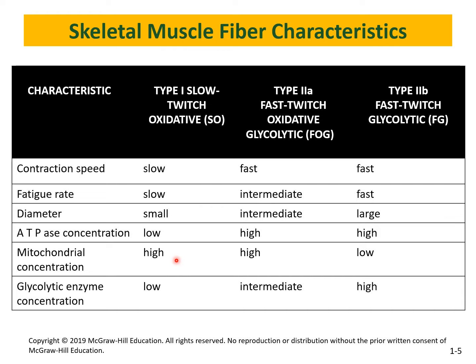Mitochondria. If you are using oxygen, we have high mitochondria concentration. If we're not using oxygen, we don't have much. Glycolytic enzyme is low in type 1 because it's slow twitching. It needs oxygen, but it's high in type 2. Does that make sense?